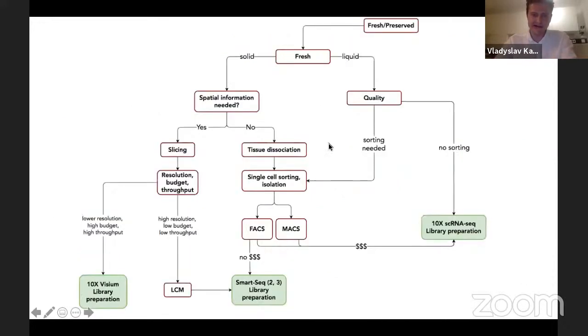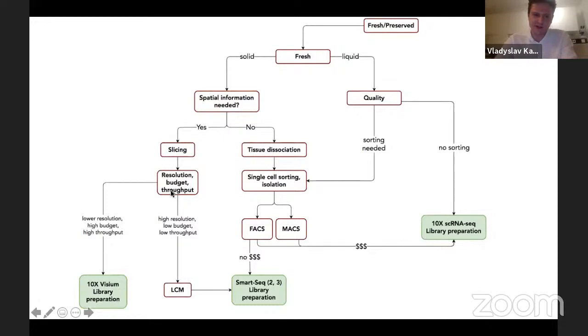So let's summarize everything we have talked about. We talked about solid tissue, and the next question you need to ask yourself is whether you need spatial information. If you don't need this information, you must dissociate your tissue, and afterwards you have a single cell suspension that is ready for sorting and isolation, where you can consider whether you want to work with the 10x protocol or, for example, the SmartSeq protocol. If you need spatial information, you need to slice your tissue. And afterwards, you might think about the resolution, the budget, and the throughput you would have.